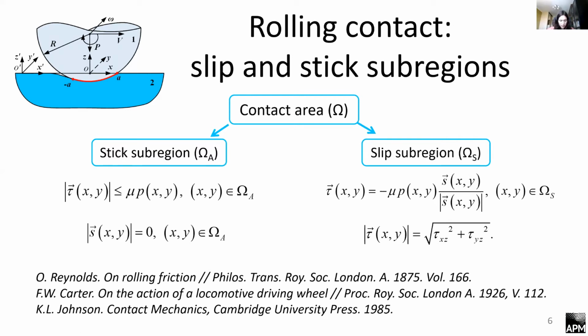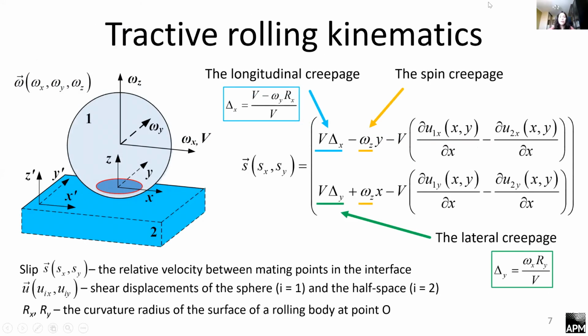are described with the Coulomb law. On the next slide, I have a scheme of the kinematics of this problem, where the sphere is rolling over the half space, and there is a picture of the contact area. We consider not only the longitudinal creepage, but also the spin creepage and the lateral creepage. The longitudinal and lateral creepage are the main interest in wheel-rail and tire-road contact, but spin is the dominant type in angular contact ball bearings.